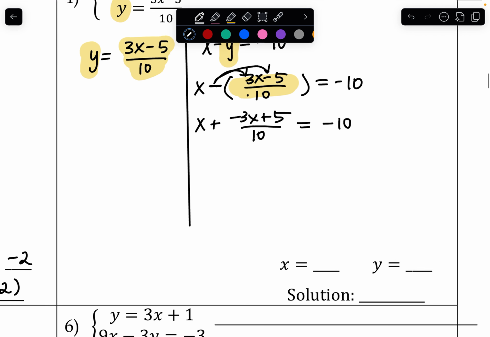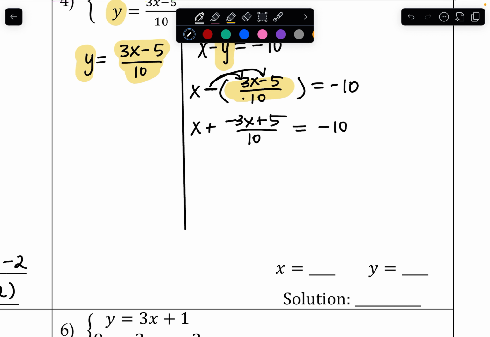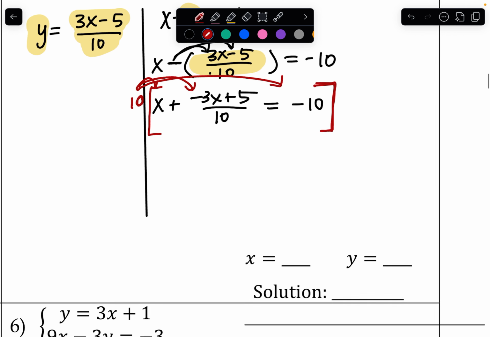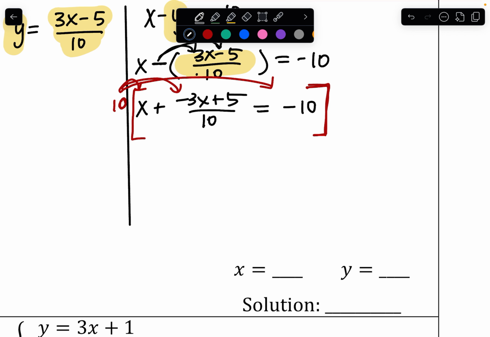Okay, and then now whenever you see a fraction anywhere in the equation, what you can do is scale the entire equation. It's only legal if you do it to the whole equation by 10, by whatever that denominator is. Okay, and so that 10 gets distributed to all three places. And so when I do that, my first term, 10 times x is 10x. 10 times this fraction, the 10s are going to end up canceling, leaving me with just that negative 3x plus 5. And then 10 times the negative 10 would be negative 100.